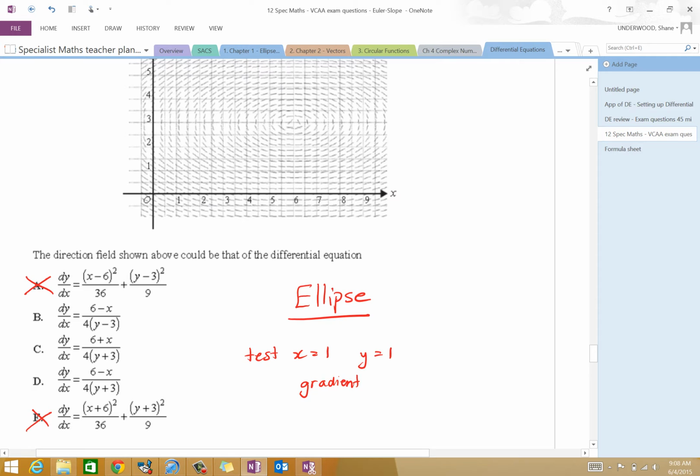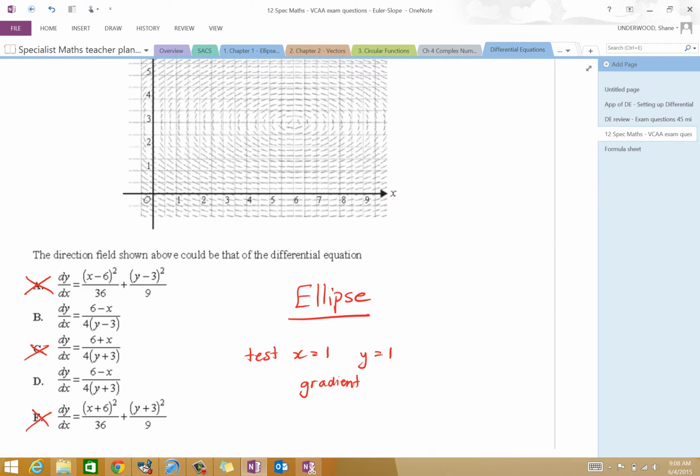And that's going to be negative. So could it be B? Yes. Could it be C though? So it's negative. No, so it can't be there. Could it be D? At x equals 1, y equals 1.